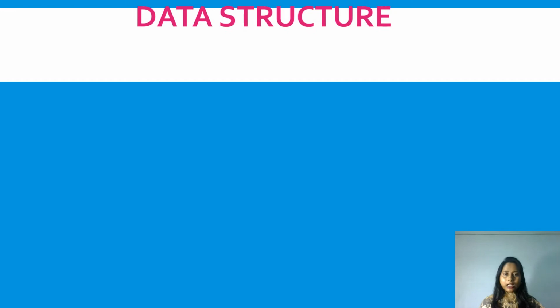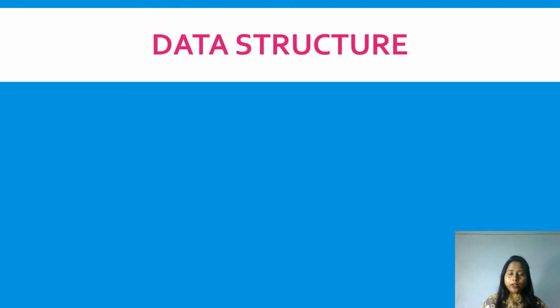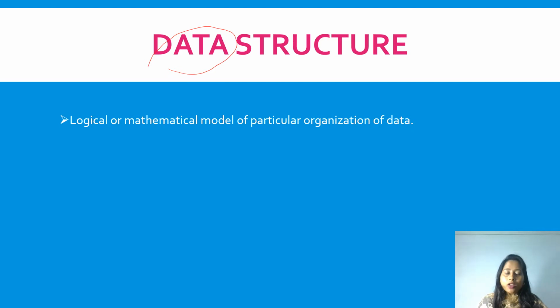Now, what is a data structure? Before understanding what is a data structure, let us first understand what is data. Data means values or set of values, and a logical or mathematical model of a particular organization of data is called a data structure.